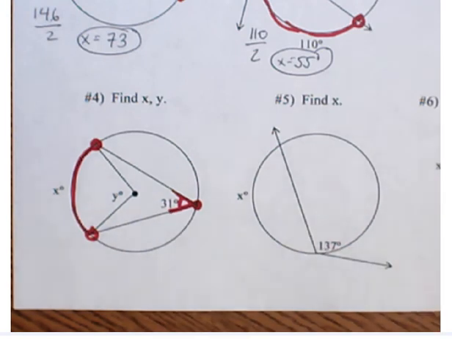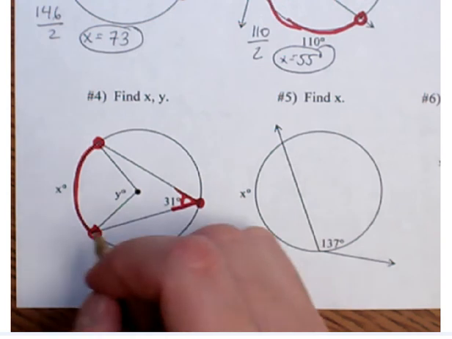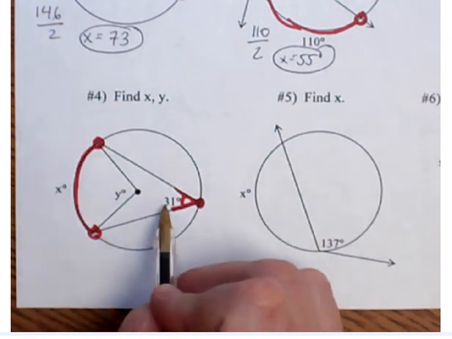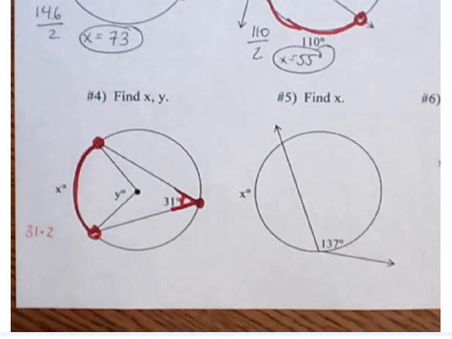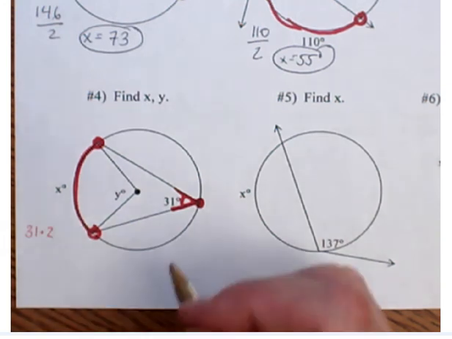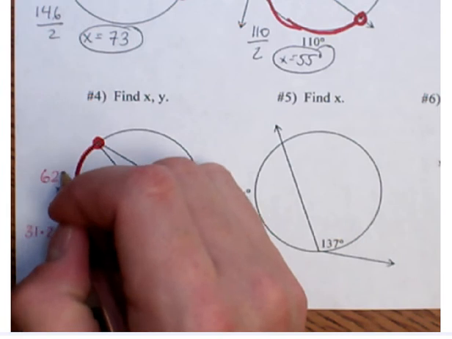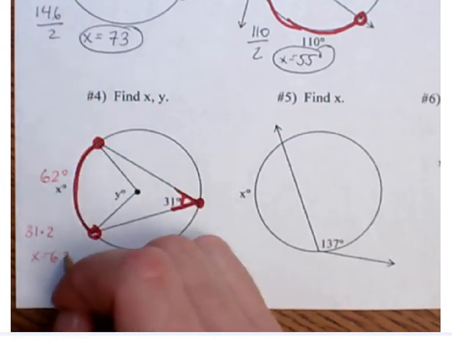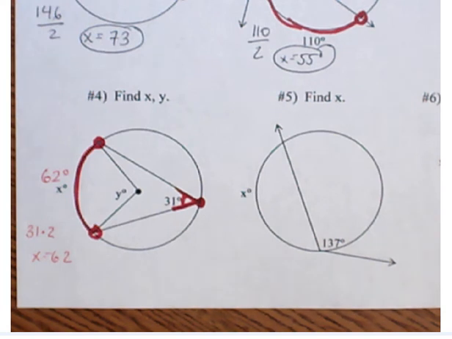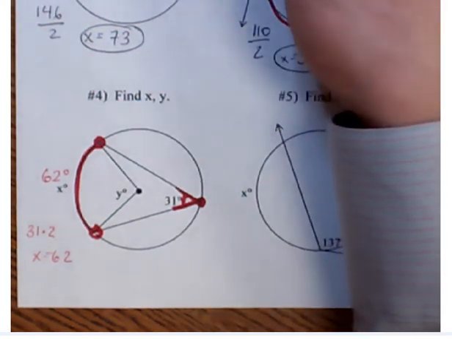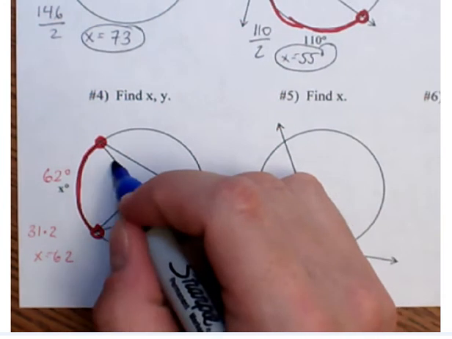So to figure out x, instead of dividing by 2, we're working backwards. We're going to multiply by 2. 31 times 2, which is 62 degrees. So x is 62. But we also need to find the y value. Well, if you look at y, the vertex for angle y is right here.